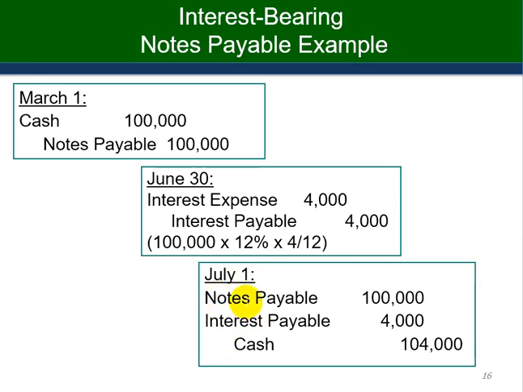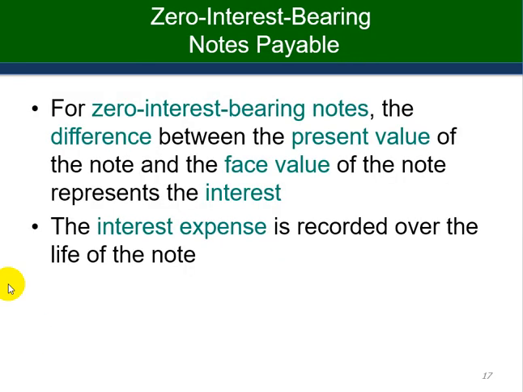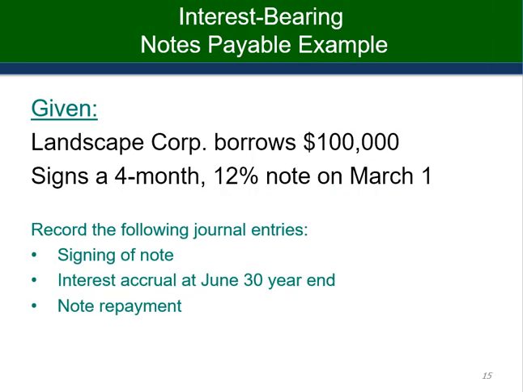The notes payable goes away. The interest payable goes away. We set up the interest payable the day before so that we had the obligation recorded at the end of the year on the balance sheet correctly. So we did owe $4,000 at the end of the year. We need to make sure we record that in the balance sheet on June 30th. And then the amount of cash we paid is $104,000. So that's a credit to cash. So that's an example where there was an interest-bearing note.